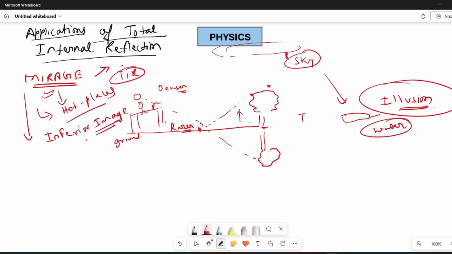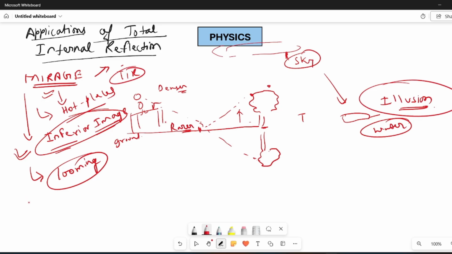But cold places also create an illusion of their own. There also TIR happens in some conditions, and when the image forms in those situations because of cold regions, that is known as looming. So in hot regions, the mirage image is known as an inferior image, and a mirage happening in cold regions is known as looming.